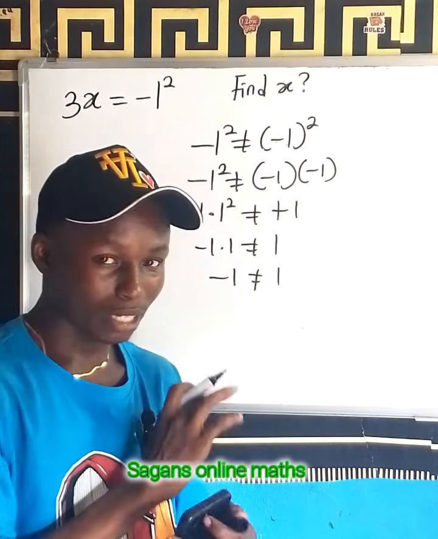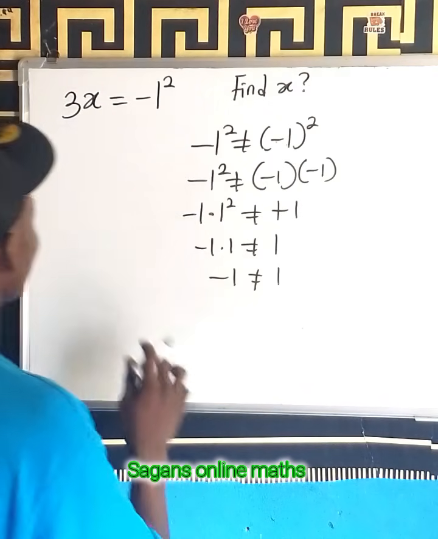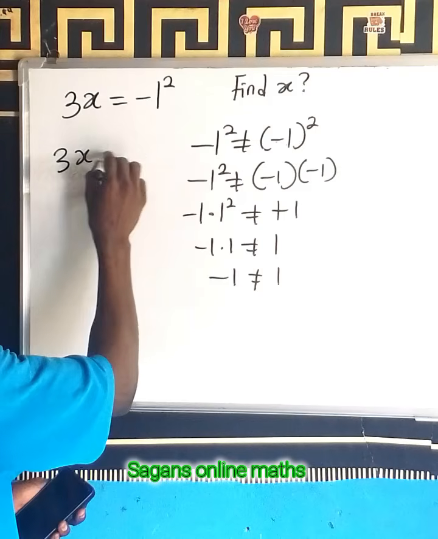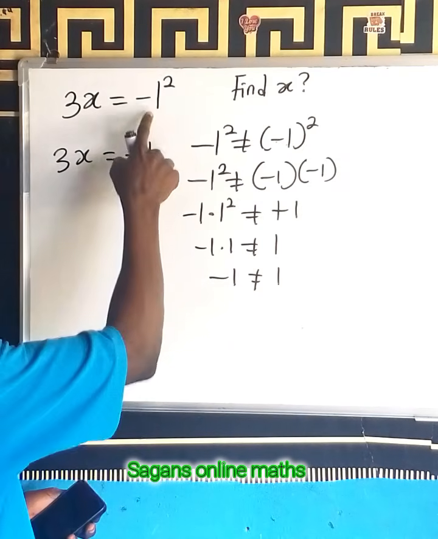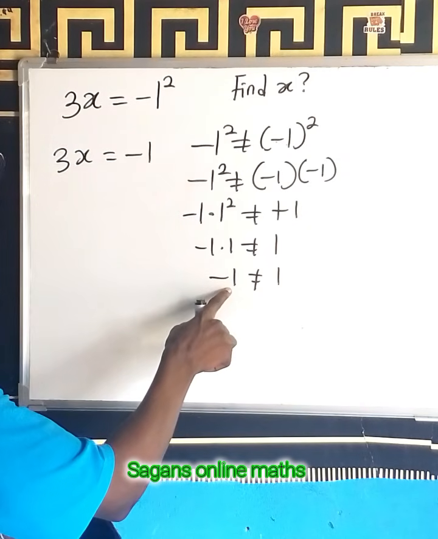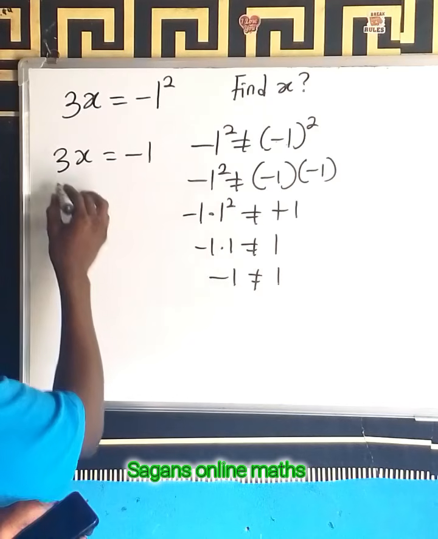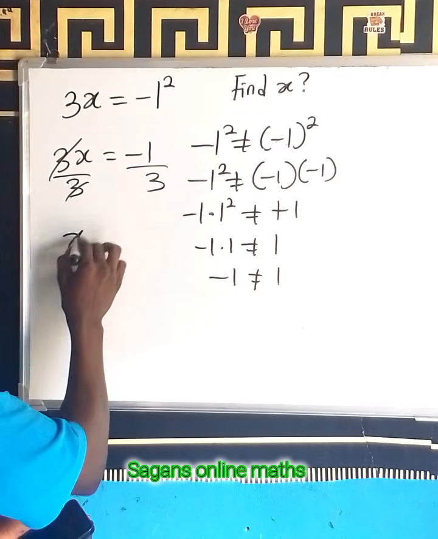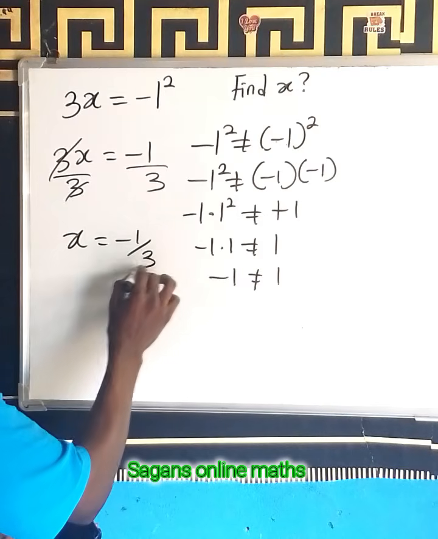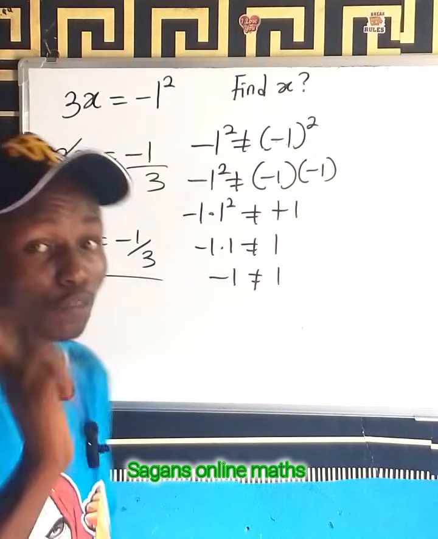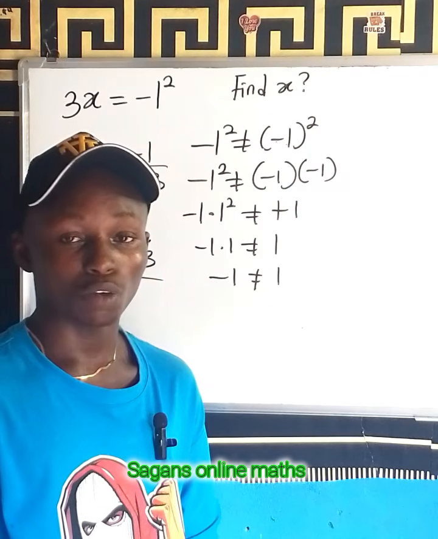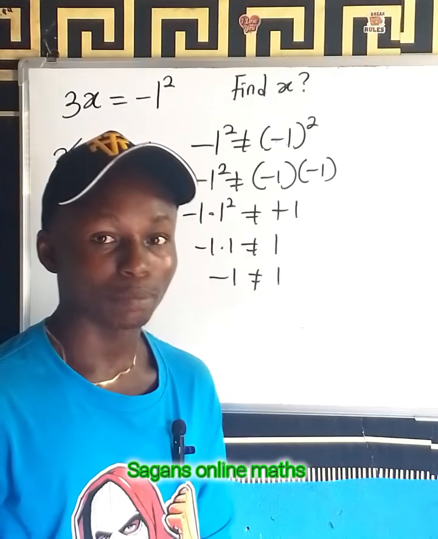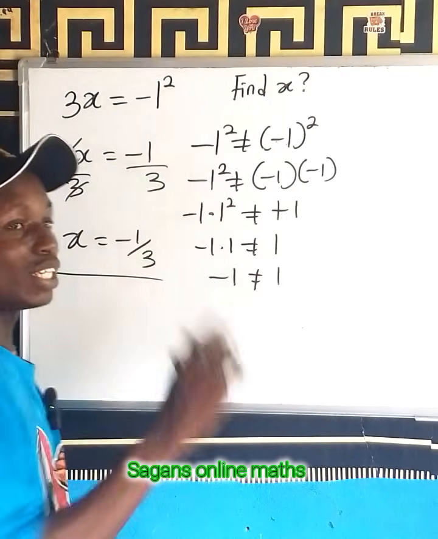And stop making serious mistakes. So that means 3x is equal to minus 1, because minus 1 to the power of 2 simply means minus 1 without the parentheses. So divide both sides by 3, and 3 goes into 3, so x is equal to minus 1 divided by 3. This is the answer to this question. If your answer is 1 over 3, you are wrong, because this is not in the parentheses. Take note of this.